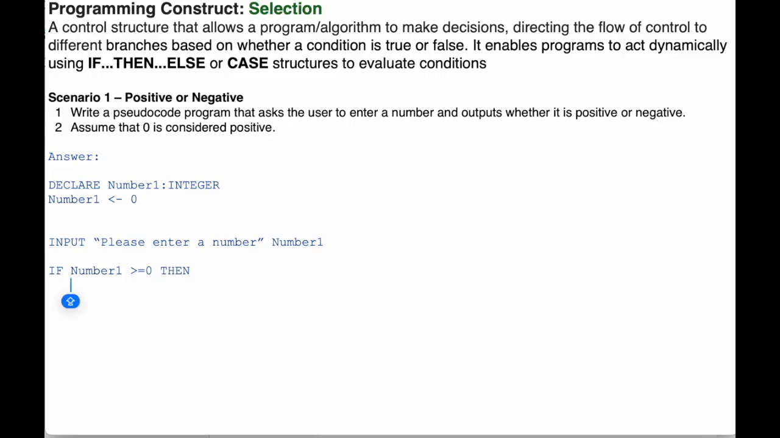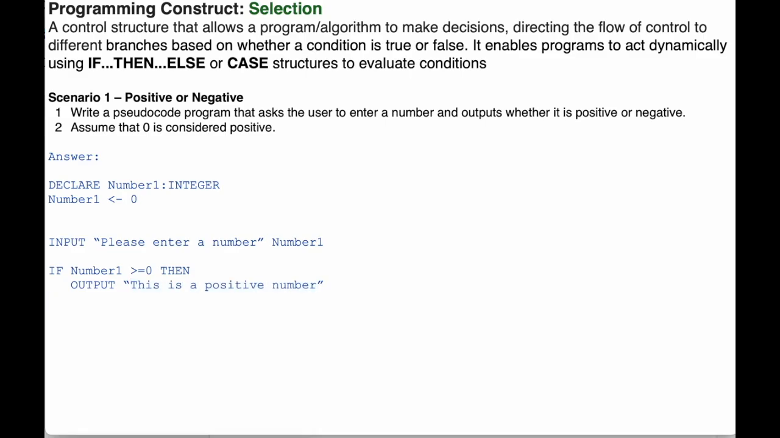new line, and indented, because what we're doing here is we're inside our if statement. So if this condition is true, then output positive number, okay? Because anything greater than or equal to 0 is positive, because that's what it says in our task.